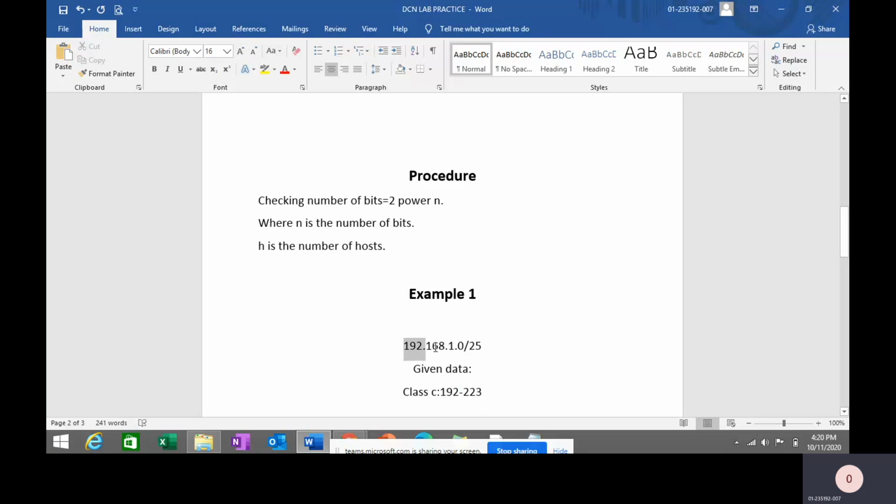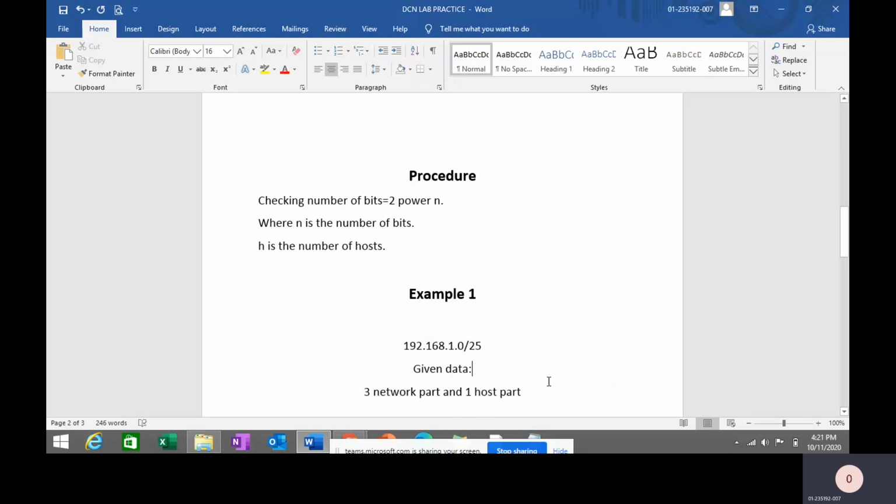First of all, we understood that the IP address is of class C. We check the first octet. When the first octet of an IP address belongs to the range of a particular class, we say that the IP address is of that class. Another thing we need to find is which are the network part and the host part of this IP address. So we have three network parts and one host part. These are the things we need to mention while solving an IP address problem.